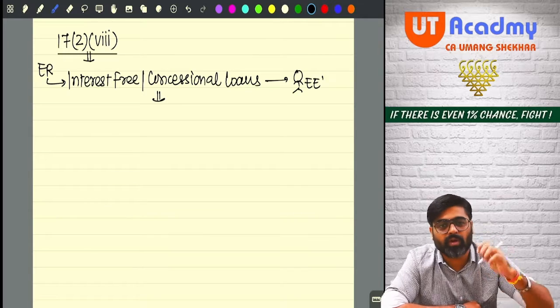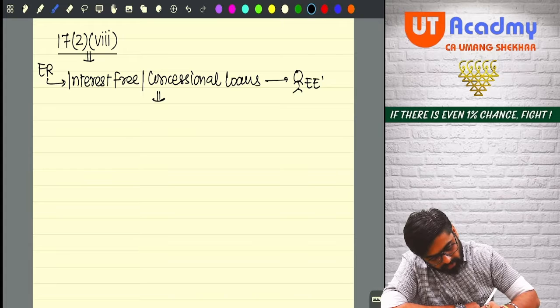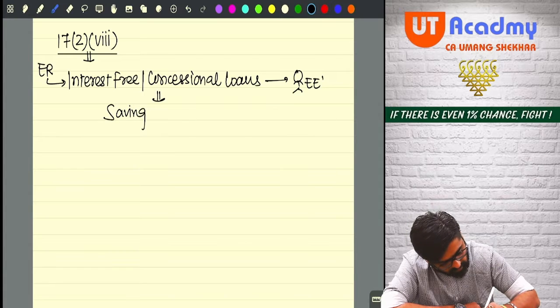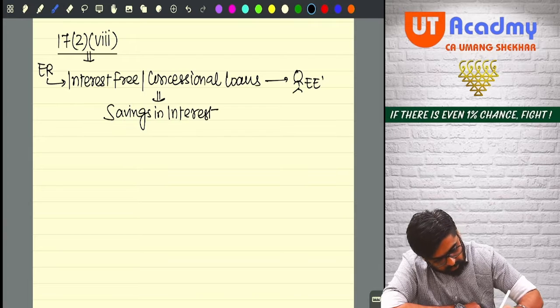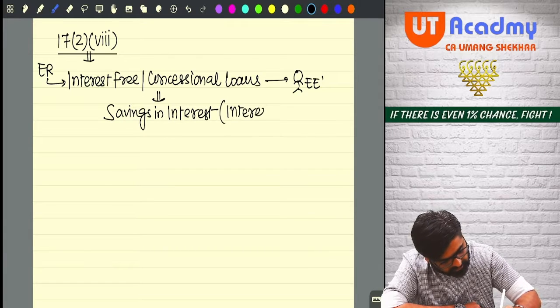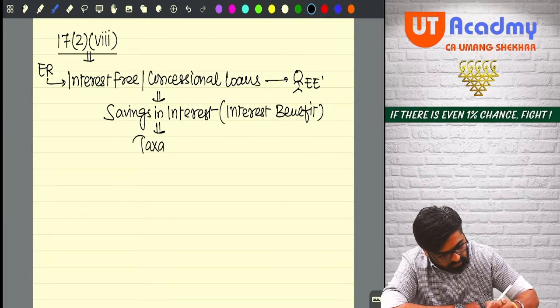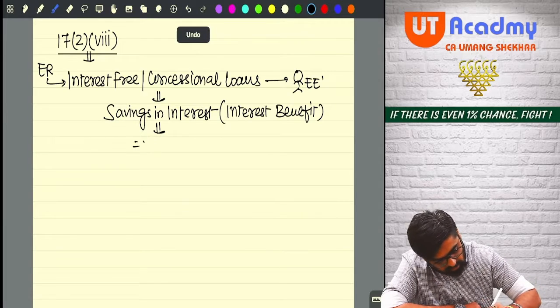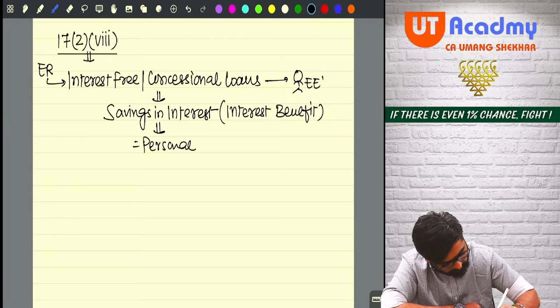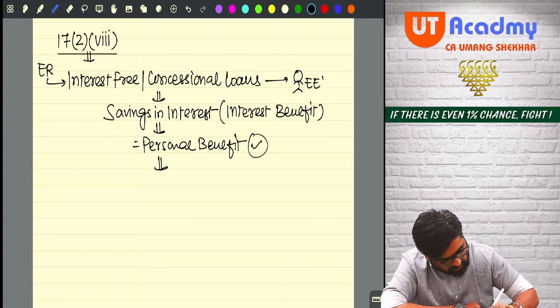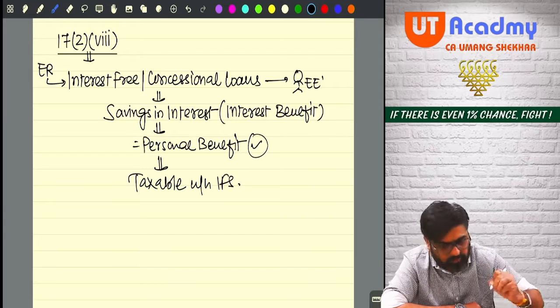So because of this interest free or concessional loan, there will be savings in what? Interest. Also known as interest benefit. That interest benefit will be taxable in your hands. This is also a personal benefit in the hands of the employee, and the value of this will be taxable under the head income from salary as per perquisite.